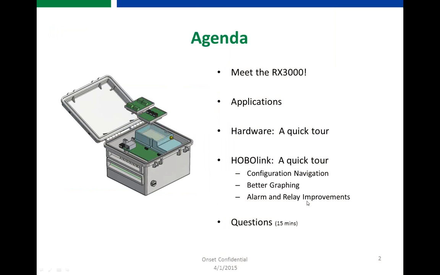All right, we're going to start off by meeting the RX3000. I'm going to talk quickly about applications, and then I'll give you a quick tour of the hardware to get you comfortable with what the product looks like. I'm going to turn it over at that point to Paul, who will do a quick tour of HoboLink, our web-based software platform that interacts with the RX3000. He'll take you through configuration navigation, some new graphing features, and also some alarm and relay improvements.